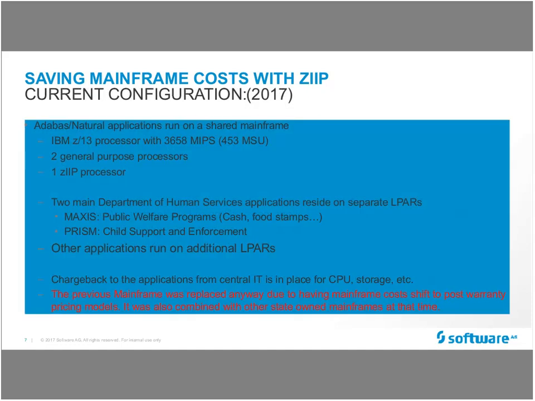Okay. Our configuration is a little bit different today. Right now we have a z13 processor, which we put in place last year, 453 MSUs, 2 general purpose processors, and 1 zIIP. Same applications, but we had a sysplex with 3 mainframes, and one of the things they did was go to 2 mainframes, so we've gotten some other applications on this one processor.